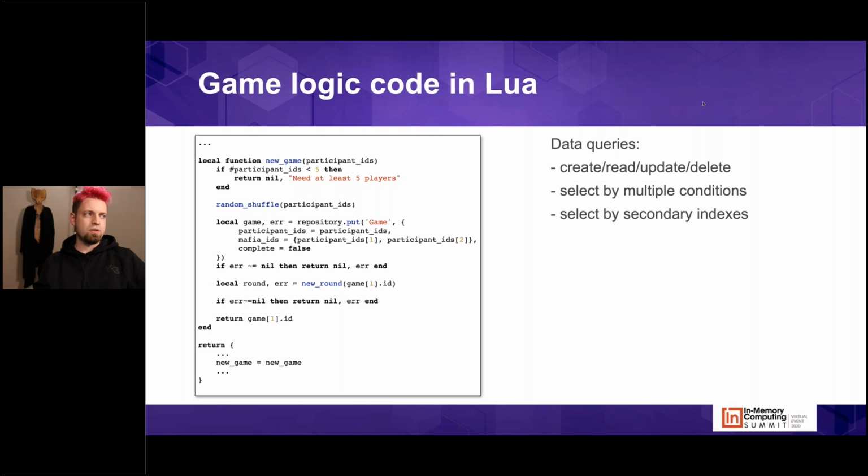What you see here is a piece of code that I have written for this example. It starts a new game. You can see that it takes the identifiers of user profiles, and it picks the Mafia from it. It randomly shuffles the table, creates the game object, creates a new round, and just returns the game ID to the caller.